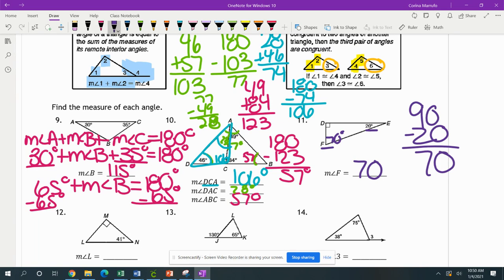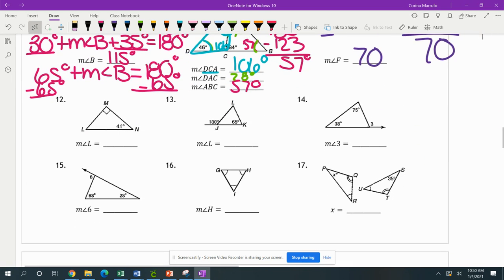Okay. If you wanted to double check, remember the three angles of the triangle need to add up to 180. So you do 70 plus 20 plus the 90 degree angle. Okay, and that does give you 180. All right. We have number 12. We have another right triangle. So here, this one is 41 degrees. And this one has to add up to 90 with it. So we do 90 minus 41. And that gives us 49.